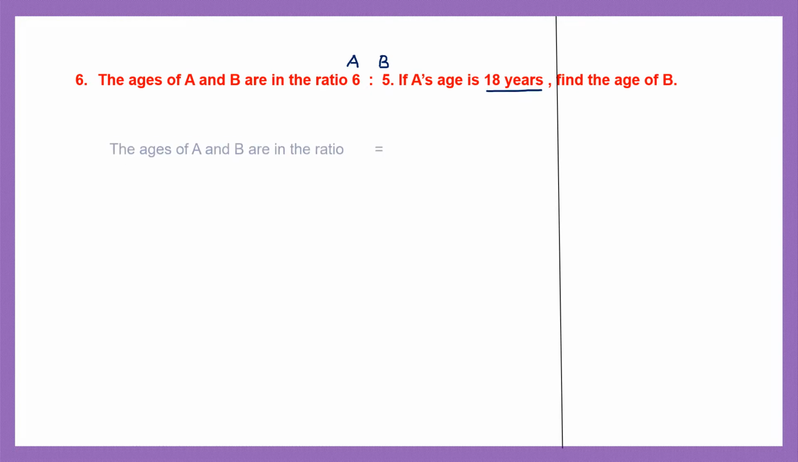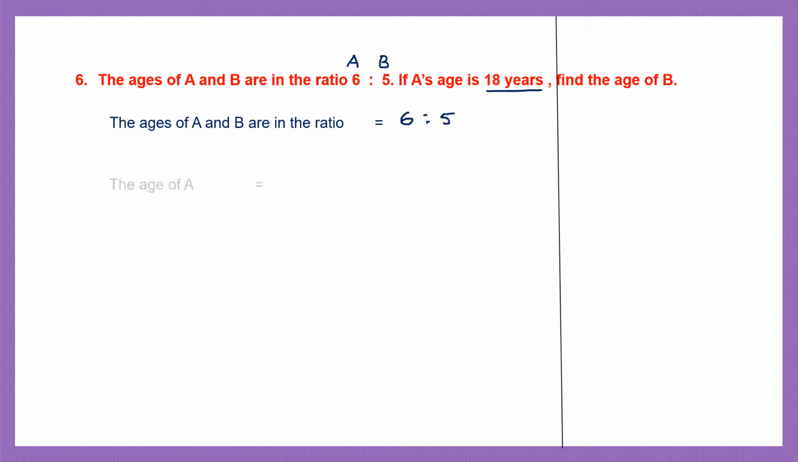So let's begin. The ages of A and B are in the ratio 6:5. So first thing, let's write down the ratio. Then the age of A is given to us as 18 years. So A is 18 years old. Now we have to find the age of B. So let's consider B to be X years. So B will be X years old.